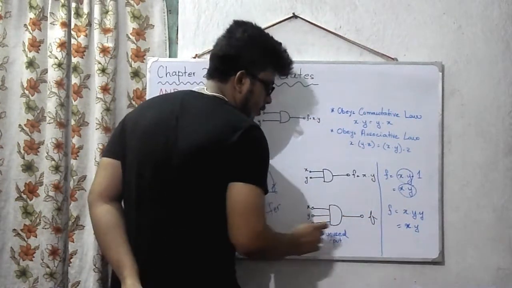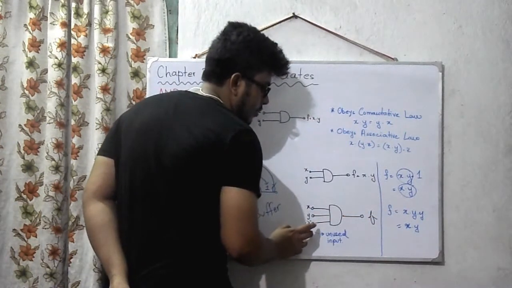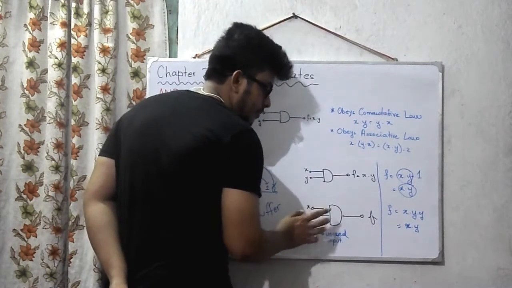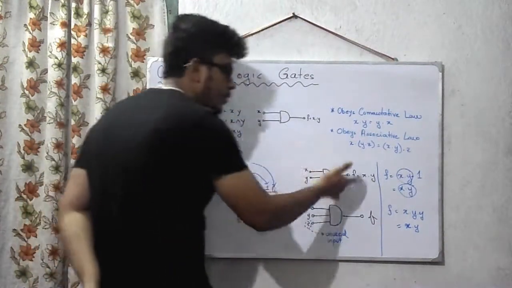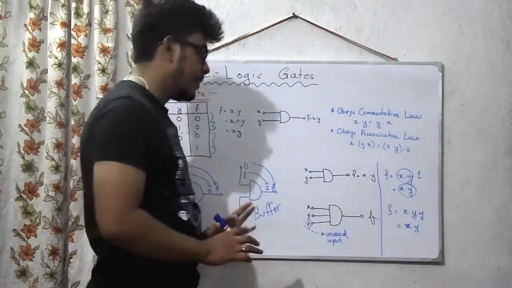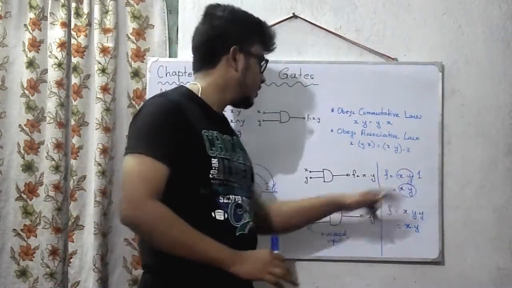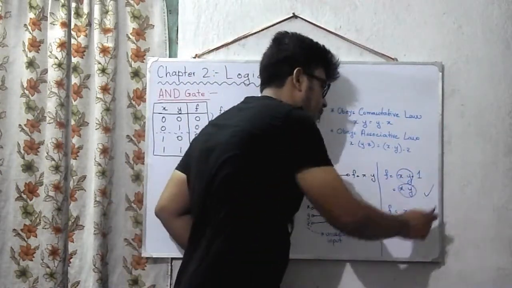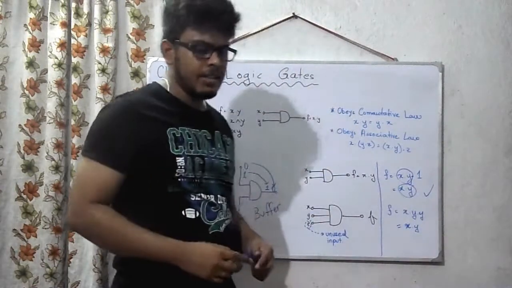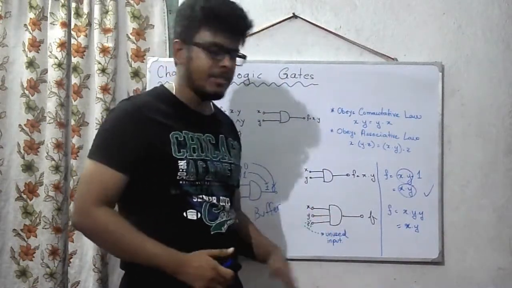So if you connect this particular unused input to either of these two inputs, in this case I have connected it to y, I can use it as a two input AND gate. Now the best method is to connect the third unused input to 1. This is the best method. You can even use the other method as well, but this is the best practice. I don't know why, but it's the best practice.